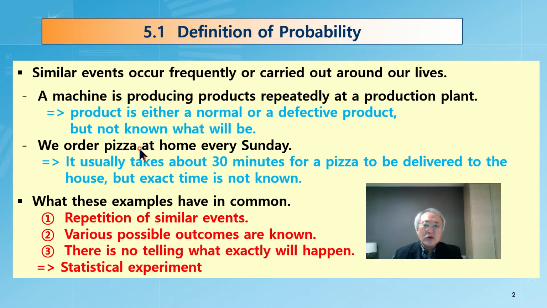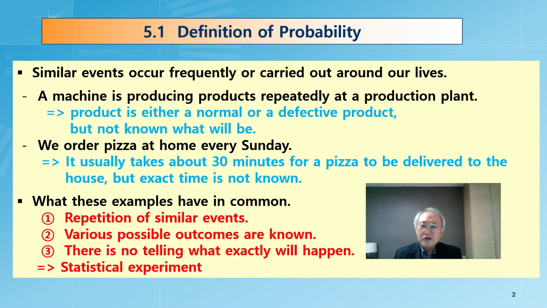Or we can order pizza at home every Sunday. It usually takes 30 minutes for a pizza to be delivered, but we don't know the exact time. We call this kind of thing a statistical experiment. What are the characteristics? A similar event is repeated. Okay?